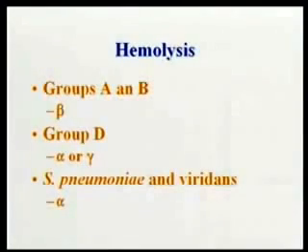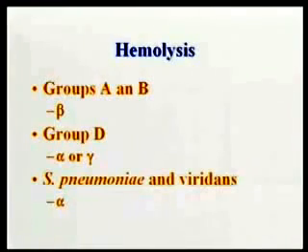Okay, so groups A and B are, and there's no such thing as always in this world, but the vast bulk of group A and group B strains are beta hemolytic. They're often referred to as beta hemolytic streptococci for that reason. Group D can be alpha or gamma, and as I've mentioned, Streptococcus pneumoniae and the viridans streptococci are non-beta hemolytic. Hang on a second, I'm sorry. Alpha or gamma? That's right, alpha, yeah.